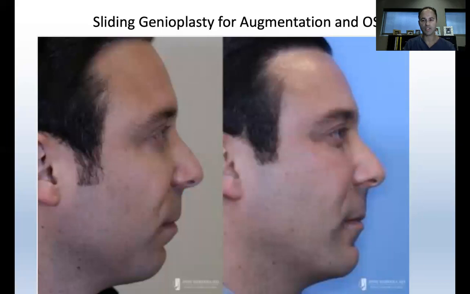Another patient, sliding genioplasty advancement for correcting this significant negative inclination to the normal inclination. You can see here, very natural result.